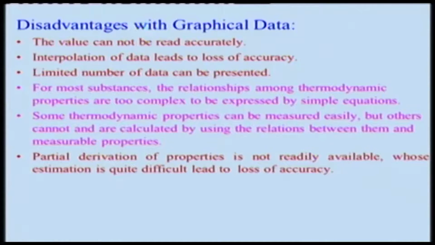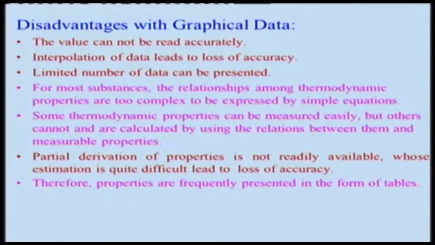Also, the partial derivative of a property is not readily available, and its estimation is quite difficult and leads to a loss of accuracy, because with graphical data one can only use particular pressures and certain measurable properties. If it is not available, then there will be trouble and also a loss of accuracy. Therefore, that is the reason why the properties are frequently presented in the form of tables.